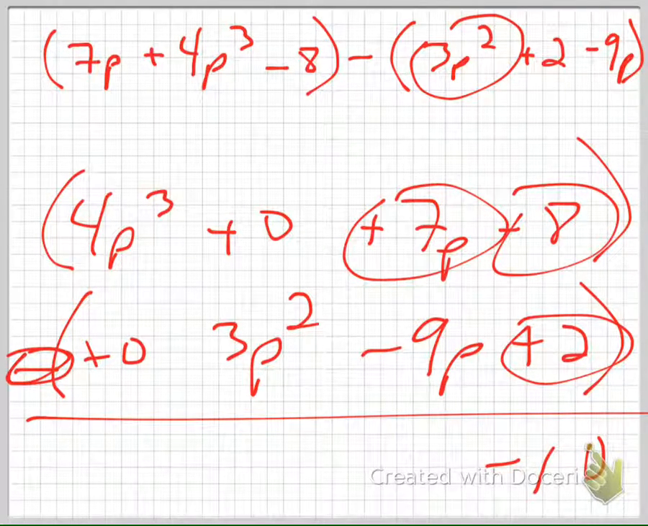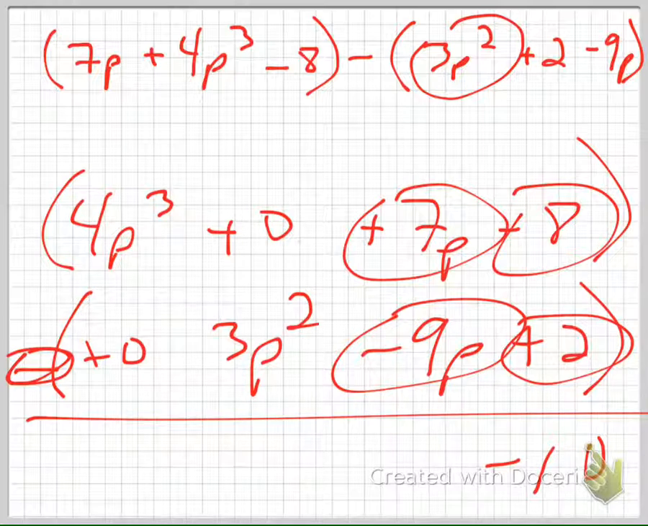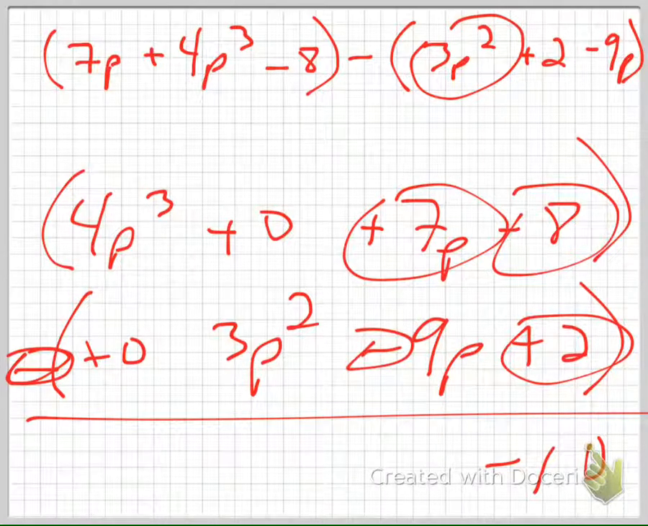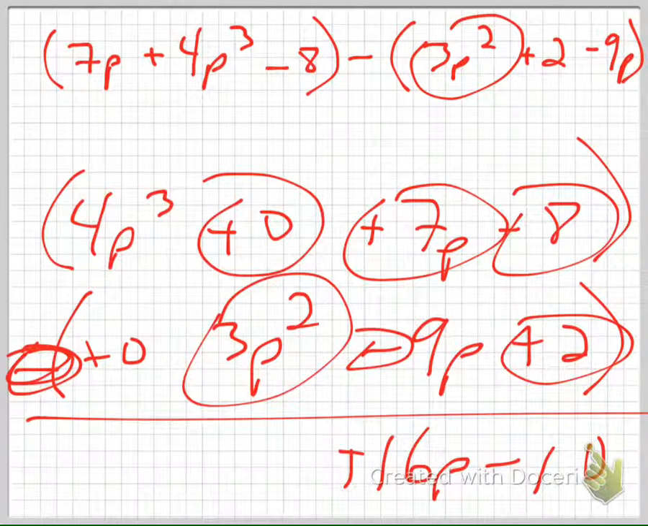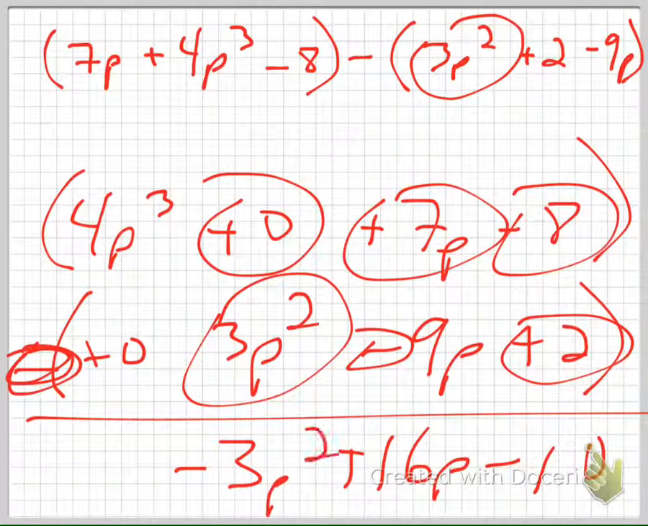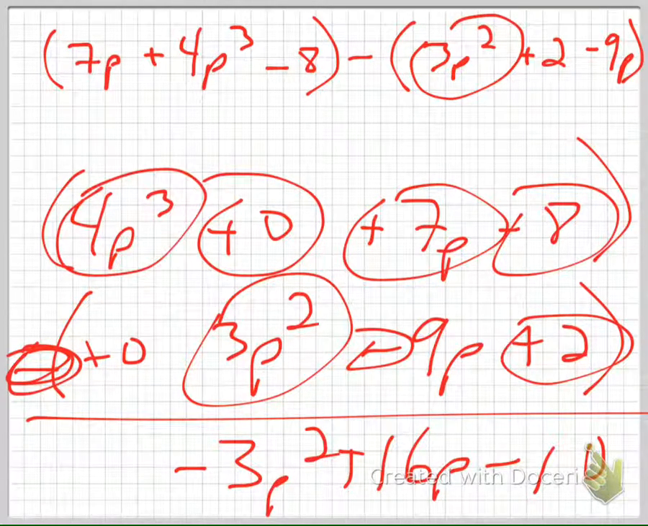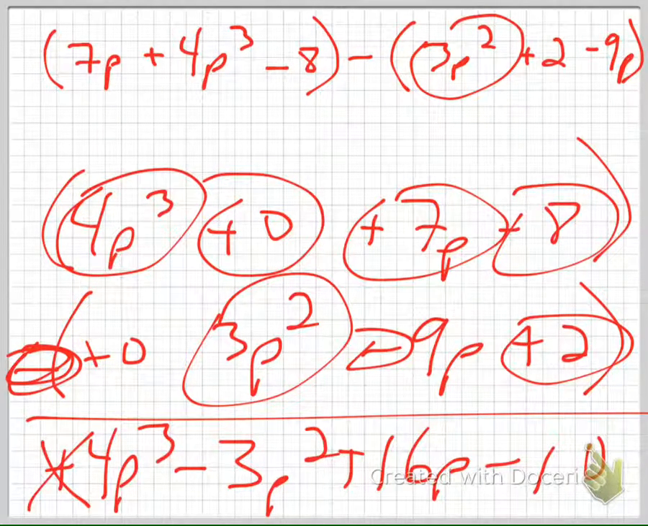7p minus negative 9p. Minus a negative means plus. 7p plus 9p is plus 16p. 0 minus 3p squared is negative 3p squared. And then 4p to the third minus 0 is plus 4p to the third. Don't need that plus sign. I don't want to see it.